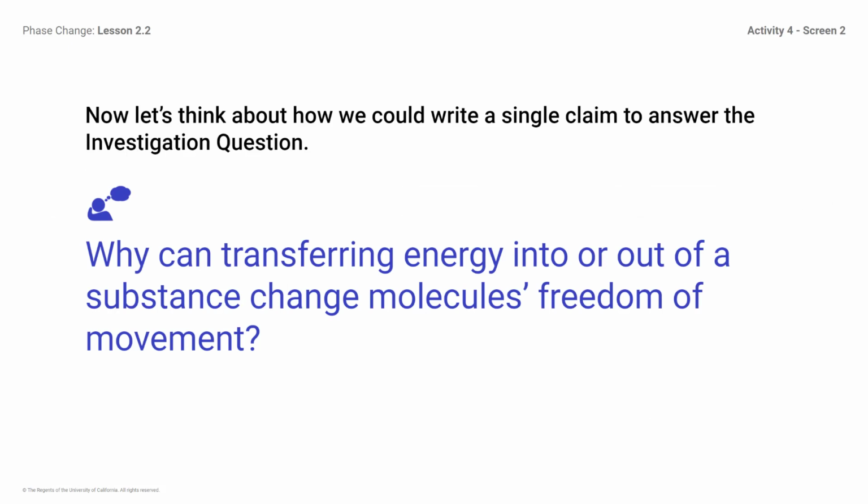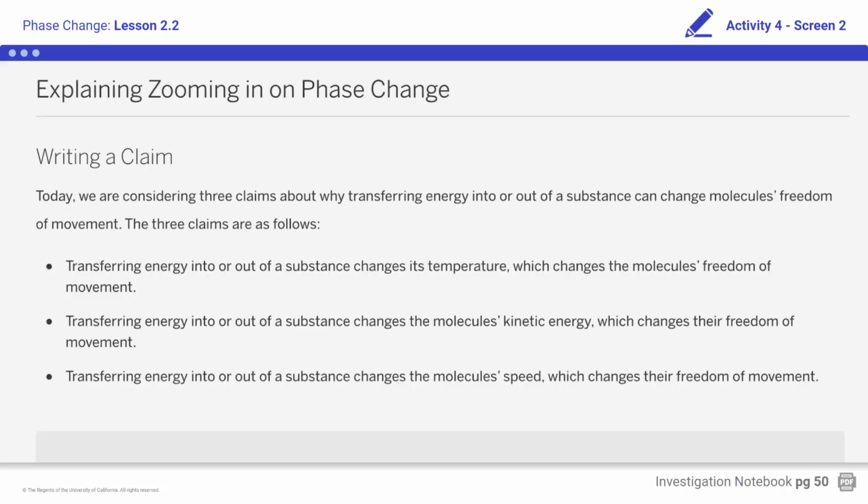Now let's think about how we could write a single claim to answer the investigation question. Why can transferring energy into or out of a substance change molecules' freedom of movement? Consider kinetic energy, temperature, and molecular speed and how all three affect freedom of movement. Students, respond to the questions and write your claims.